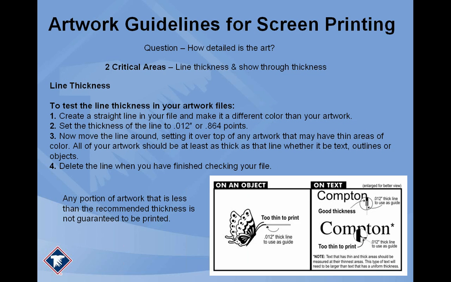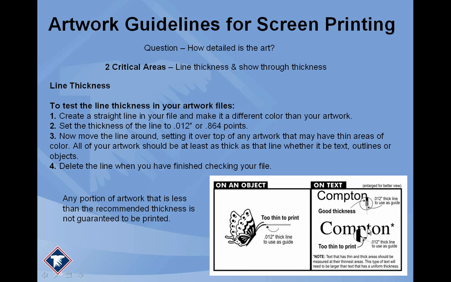I'm going to make it that size, and then I'm going to move that line around and compare it to all the parts of the butterfly to see if the butterfly is thick enough to print. And upon doing that, you'll notice that the butterfly isn't. His antennae are not 0.012 inches thick. I know it's a little hard to see. If I could zoom in here, you'd see what I'm talking about. But the butterfly's antennae are too thin. There's no way they'd be able to burn into a screen and we'd be able to screen print them.